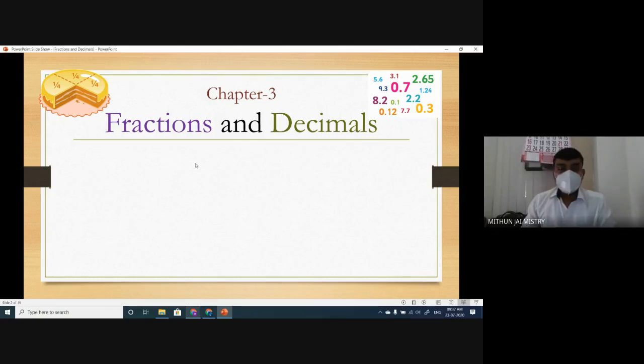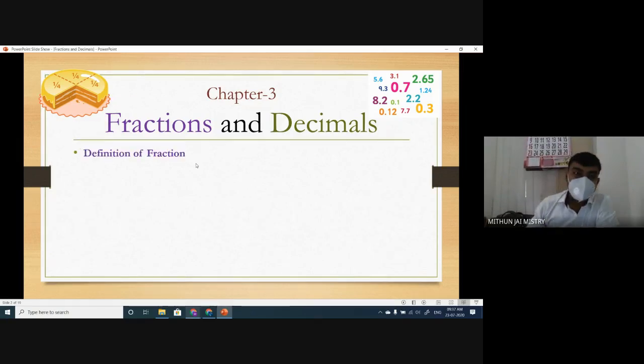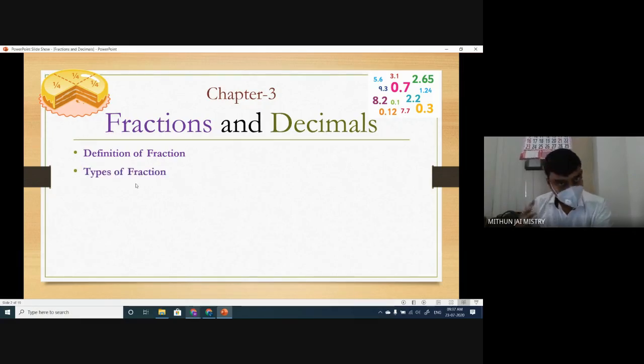Okay. Now let me tell you what we are going to learn in this 3rd chapter, what sub-concepts we have. First, we will be defining the fraction. That is, we will come across the definition. We'll try to define it in a proper manner. Then second, we'll be seeing the types of fraction. Of course, you people said you already know, but it's my job to tell you again the types of fraction. And then comparison of fractions.